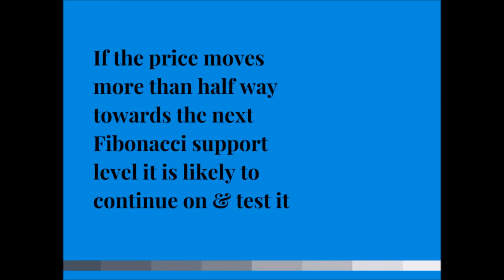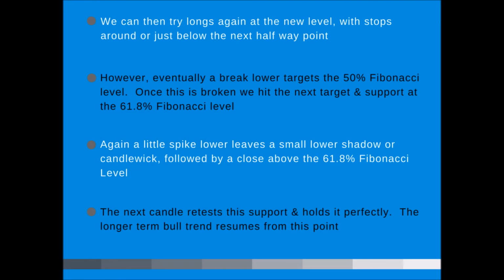If the price moves more than halfway towards the next Fibonacci support, it is likely to continue on and test it. We can then try longs again at the new level at the next target and support, with stops around or just below the next halfway point. However, eventually a break lower. In the chart example, we saw targets to the 50% Fibonacci level. Once this is broken, we hit the next target and support, number 3, at the 61.8% Fibonacci level.